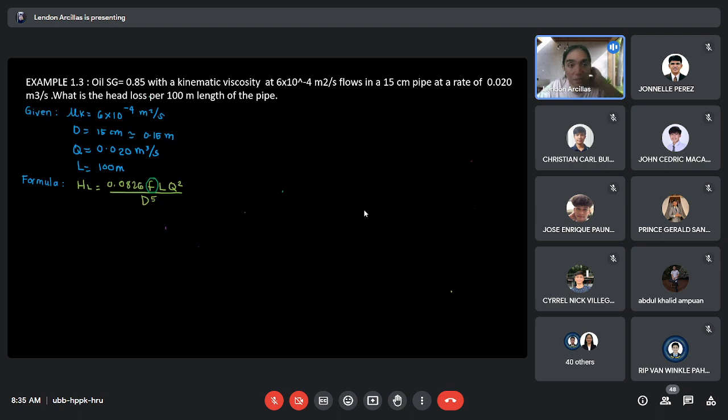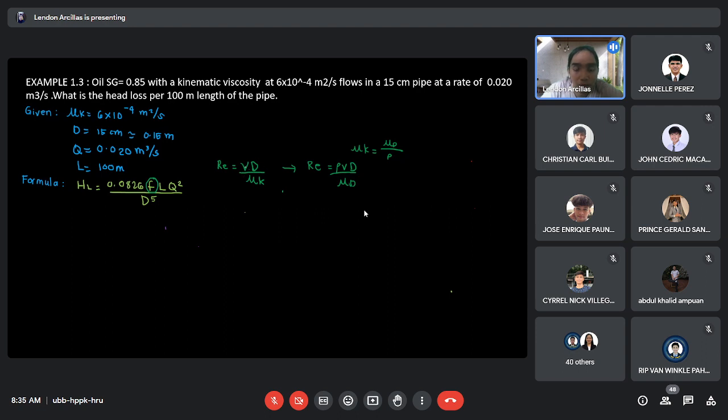What we are looking for here is head loss, but we don't have a value for F, or friction. So how do we find friction? We first need the value of the Reynolds number. What is the formula of the Reynolds number? In terms of dynamic viscosity, this is the formula. In terms of kinematic viscosity, this is the formula. So we use this formula.